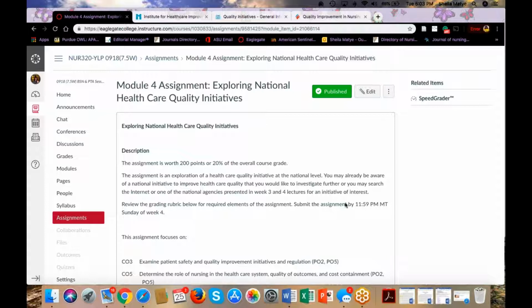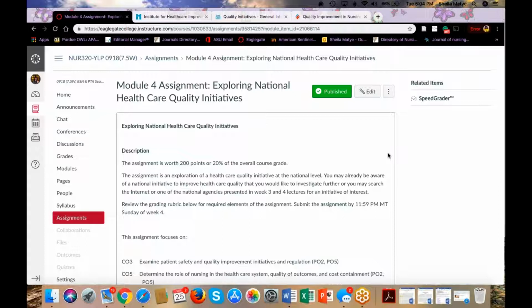So, of course, you can find this by going into your Module 4, into your modules, and then the Module 4 assignment. I have it. Let me move this screen over. So I have it up to where we're going to talk about the description, and then we're going to dive further into some examples of initiatives that you can use. This assignment is worth 200 points, or 20% of your overall grade, the same as the last assignment. With this one, the discussions last week and this week were about national healthcare quality initiatives, and most of you talked about those. You can utilize the ones you talked about, or we'll find some other ones that you want to talk about.